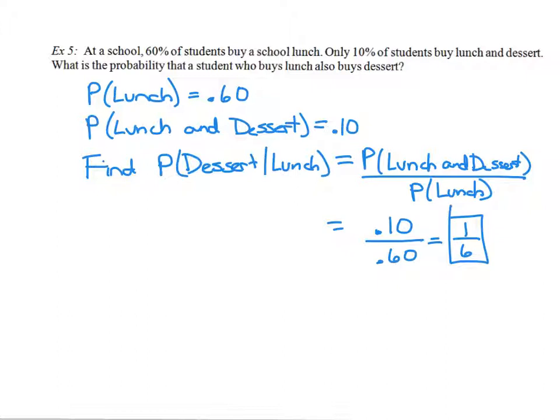For example number 5, we're going to have to rely on our formula because we don't have a two-way table to look at rows and columns on. So first of all, I know that the probability of a student buying a lunch is 0.60. The probability of a student buying a lunch and a dessert is 0.10. The question says, what's the probability that a student who buys lunch also buys dessert? So the question really is, what's the probability that a student buys dessert given the fact that they have already purchased lunch? So our formula is written on my note packet here. So I'm going to say 0.10 divided by 0.60, and that reduces to 1 out of 6.